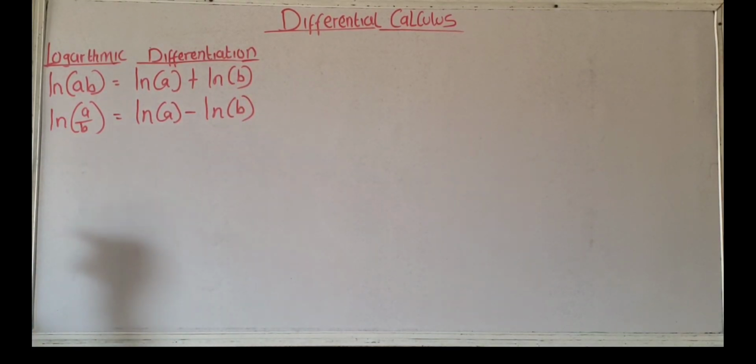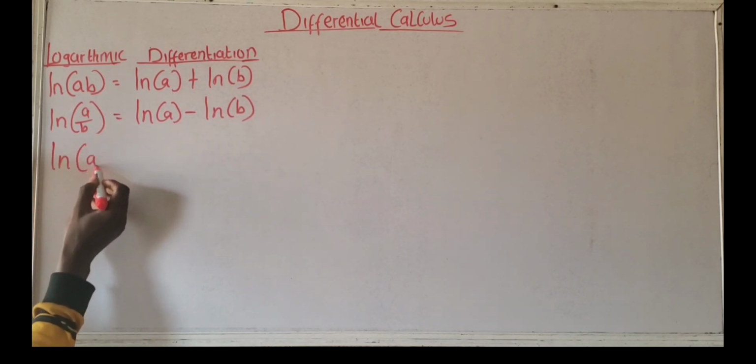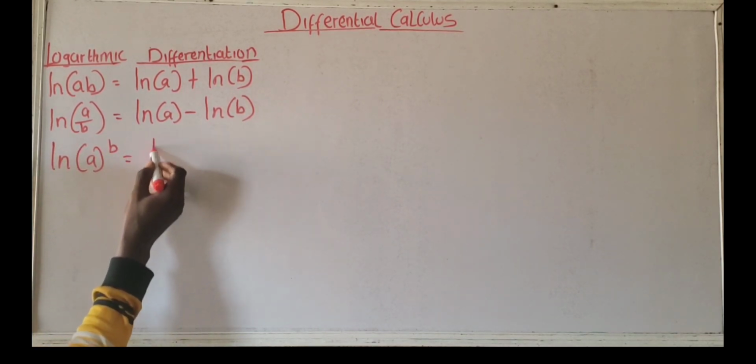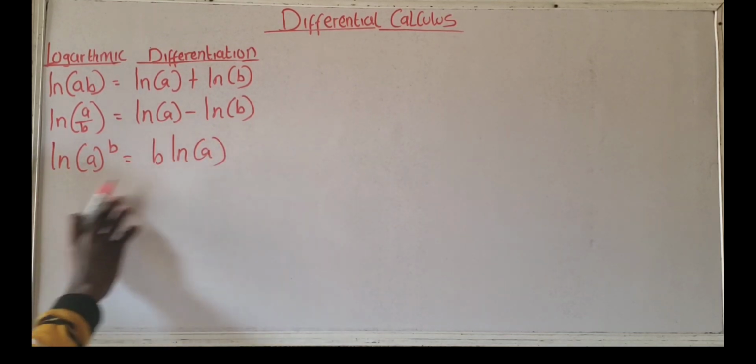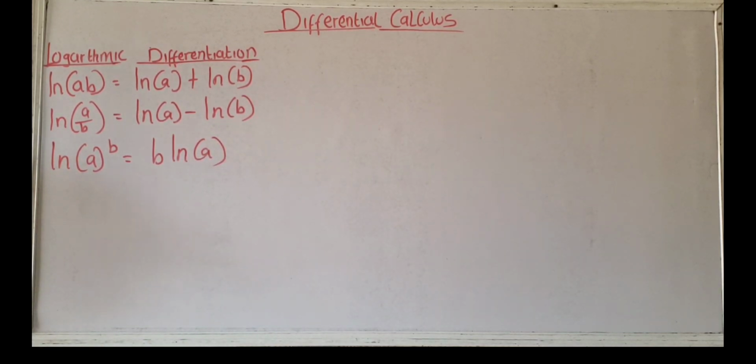Now, let's say we have the natural log of a to the power of b. This can be written as b multiplied by the natural log of a. You see, all these three rules are very important. All these three rules are very important.